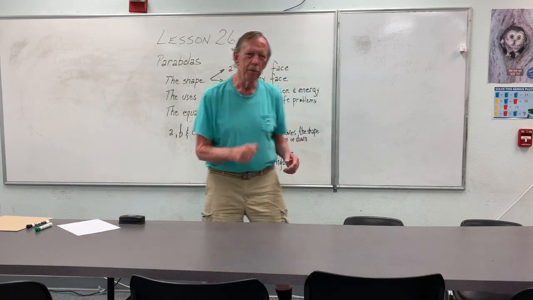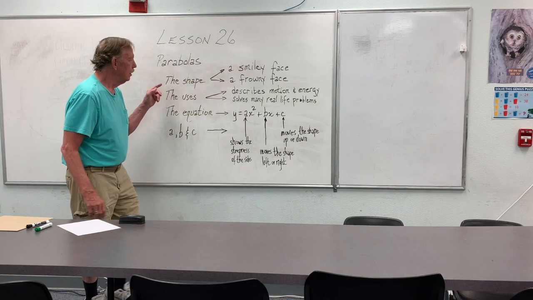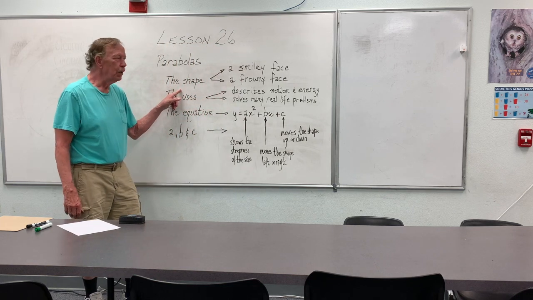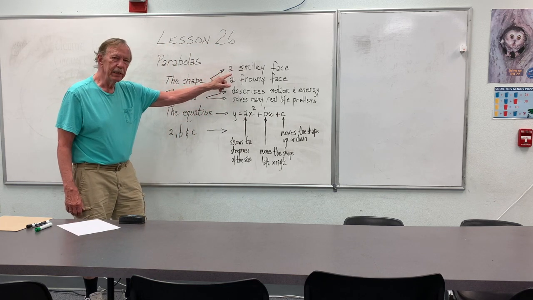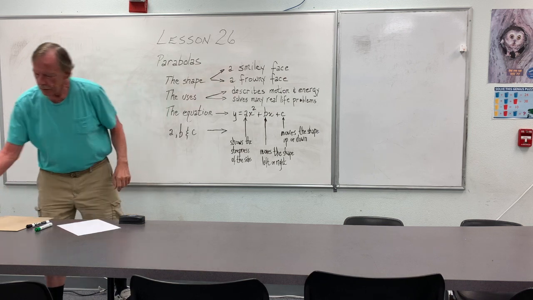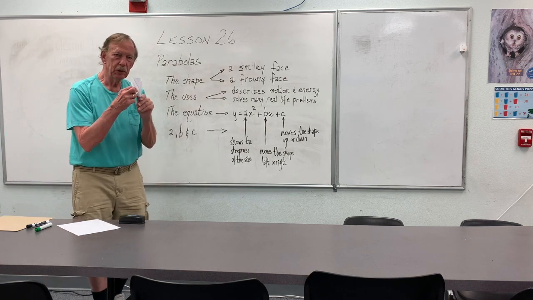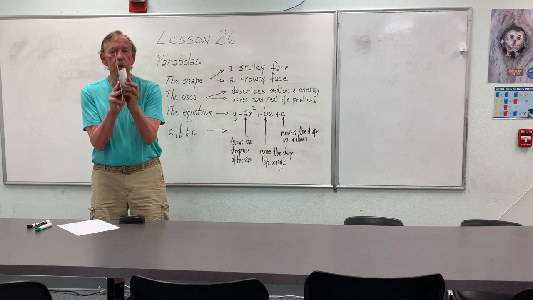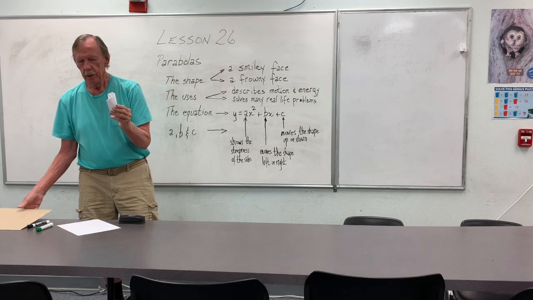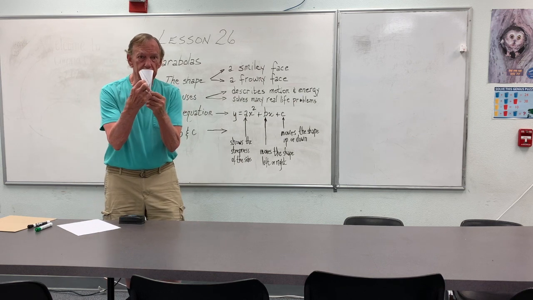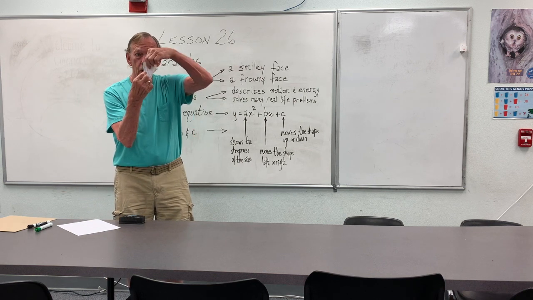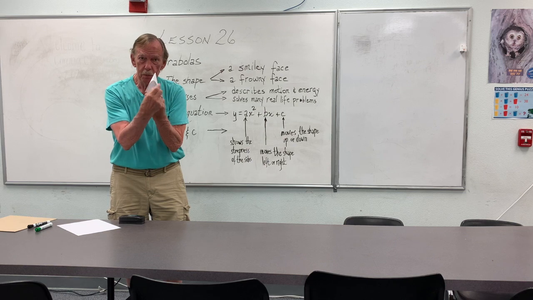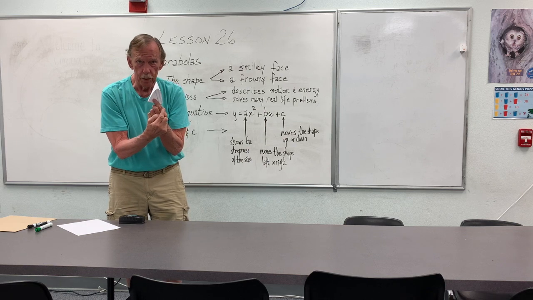Quick review of what we have learned. The shape of a parabola is a smiley face or a frowny face. A parabola is a conic section gotten by cutting the cone parallel to an edge. That will create either a smiley face with this half of the cone or a frowny face with the bottom half of the cone.